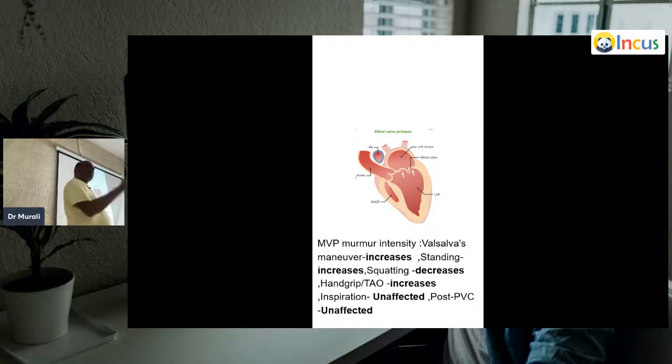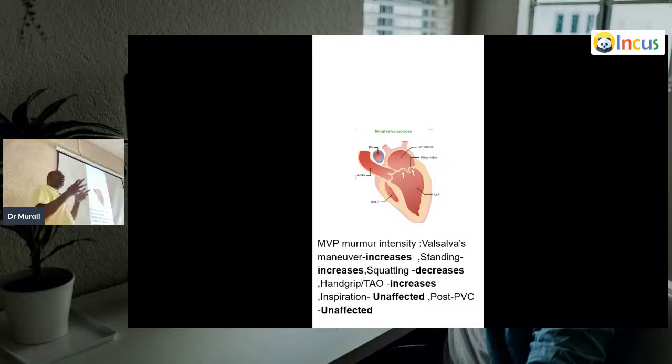Hand grip increases the catecholamines, and typically because of that there is increased afterload, and that also will increase the back pressure from aorta to left ventricle to prolapse. Right? So this is what we need to remember.